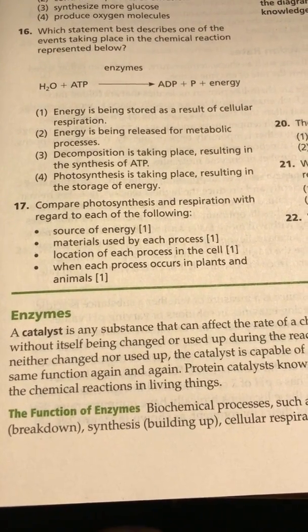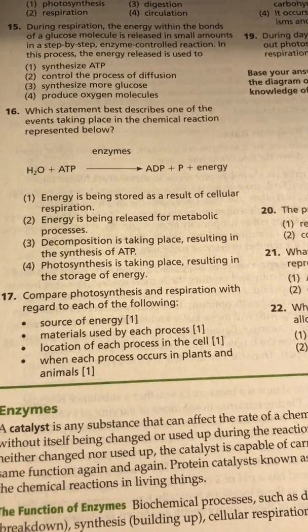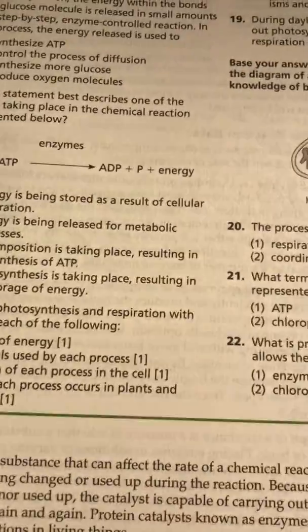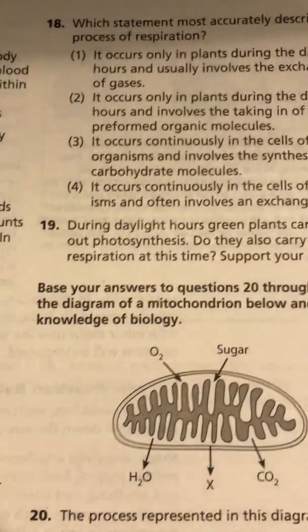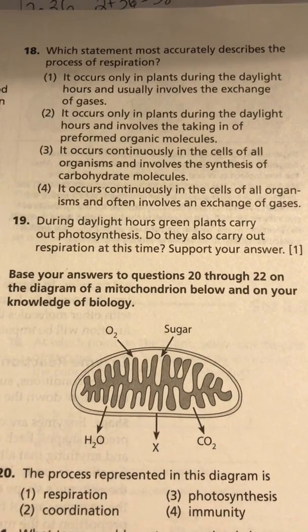17. Compare photosynthesis and respiration with regard to each of the following: source of energy, materials used by each process, location of each process in the cell, and when each process occurs in plants and animals. Number 18. Which statement most accurately describes the process of respiration?